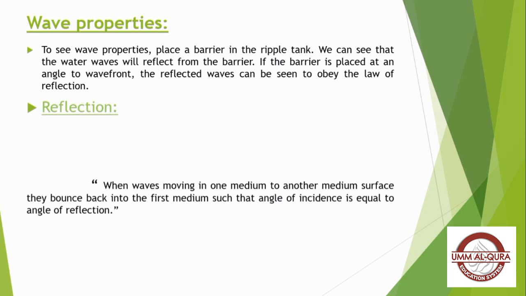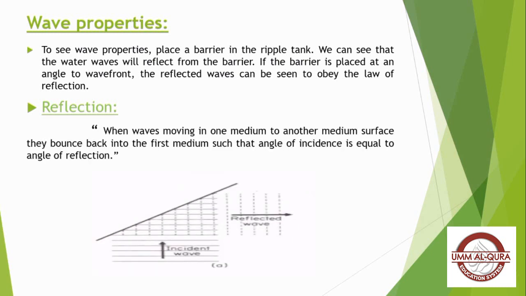Actually, what is reflection? The definition of reflection is when waves moving in one medium meet another medium, they bounce back into the first medium such that the angle of incidence is equal to the angle of reflection. Meaning, when a wave moves from one medium to another medium, it will collide with a surface and completely bounce back to the first medium. This is called reflection. The schematic diagram of reflection is shown in a figure.